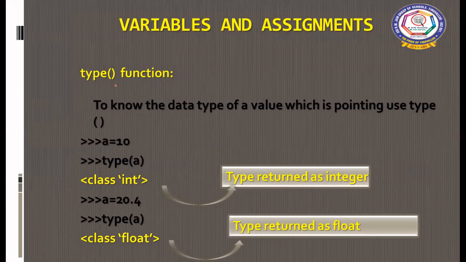To know the type of the value that the variable is pointing to, so that you can change your dynamic typing, you have to use the type function. It returns what type of value the variable has been assigned, and that will be returned as its type. 20.4, which is nothing but a class float.